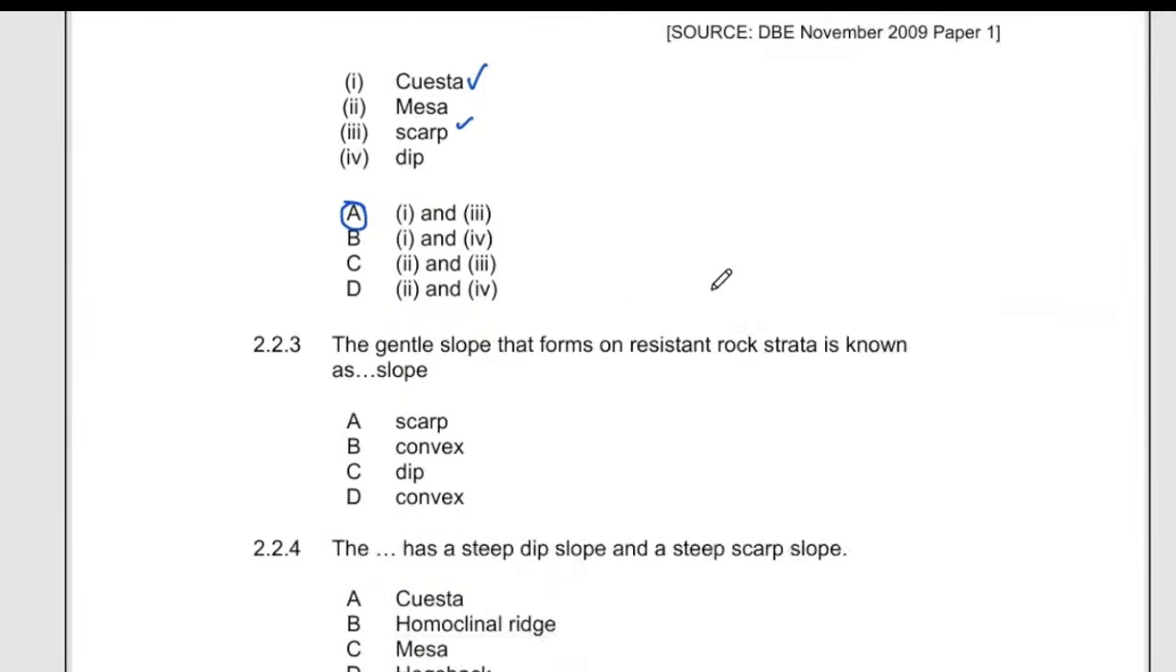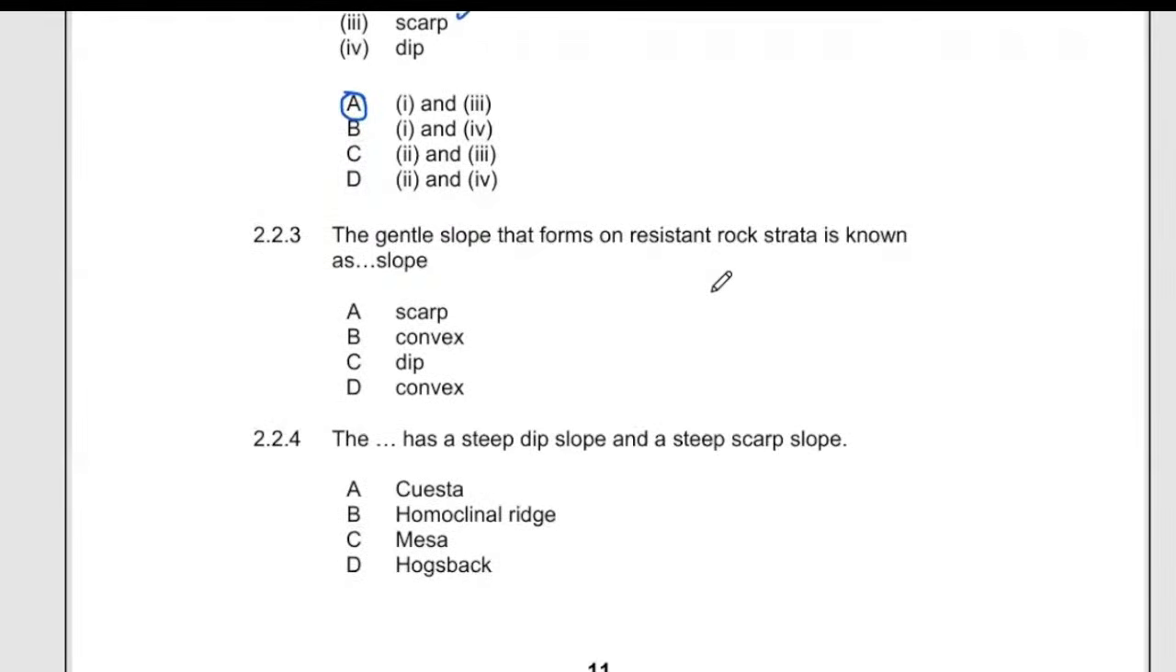Right. Number 2.2.3. The general slope that forms on a resistant rock strata is known as a dash slope. We are looking at the general slope. We have talked about that. That is a dip slope.